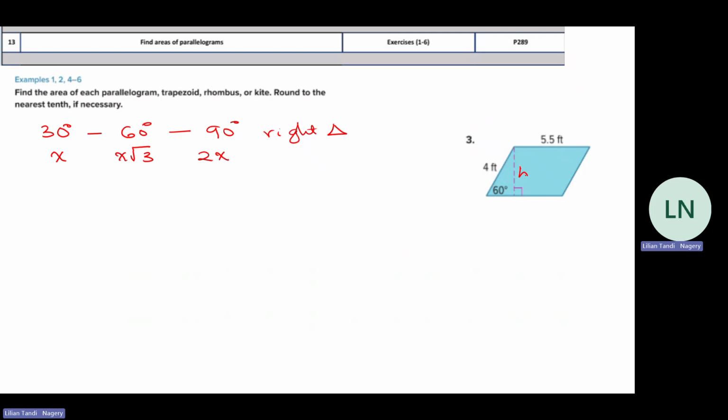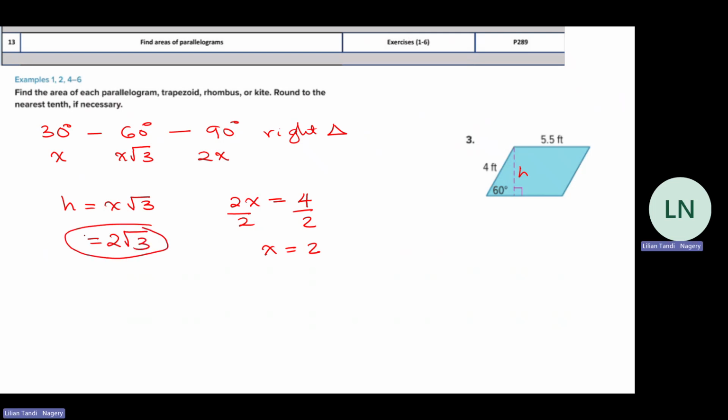So that's what that means. Now, height will be which side? Height will be the side opposite 60. So my height equals x square root 3. Now, I don't know my x. I need to find my x. I know that the hypotenuse, which is opposite 90, is 2x. So 2x equals 4, okay? And I will divide both sides by 2, so my x is 2. If my x is 2, my height will be 2 root 3. So this is my height, okay?